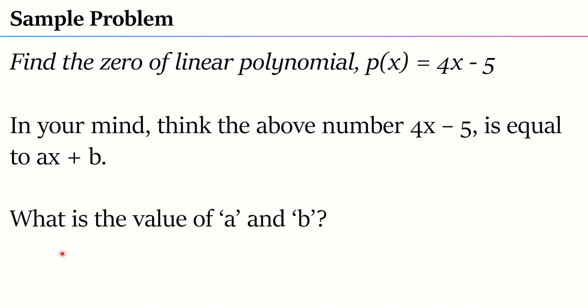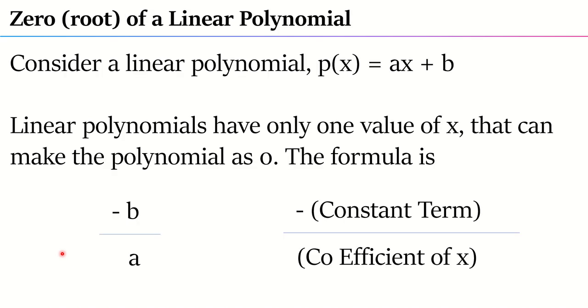But I would strongly suggest you remember this formula because it's quite possible that it will be helpful somewhere. This minus b by a form, as well as the form where you say minus constant term divided by coefficient of x. It is always better to remember it, though you could be familiar with both the methods.